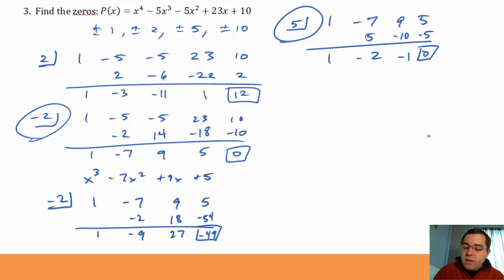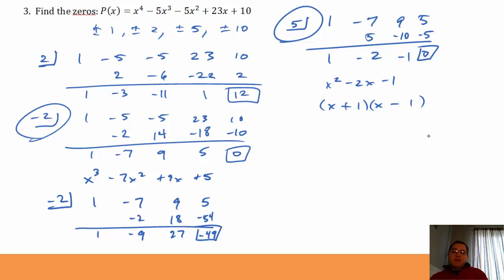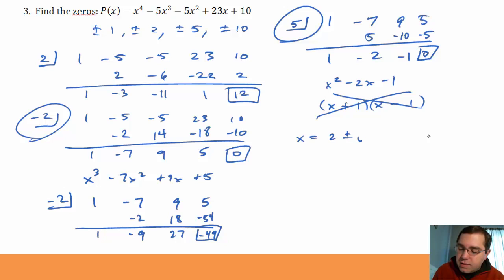Alright. So now I have x squared minus 2x minus 1. That's a quadratic that I can try to factor. But it doesn't quite work. One of them would have to be positive and one of them would have to be negative in order to multiply to give me negative 1, but those don't add to be negative 2. So it doesn't factor. What do I do? Well, I can use the quadratic formula. x is equal to negative b plus or minus the square root of b squared minus 4 times a times c all over 2 times a.